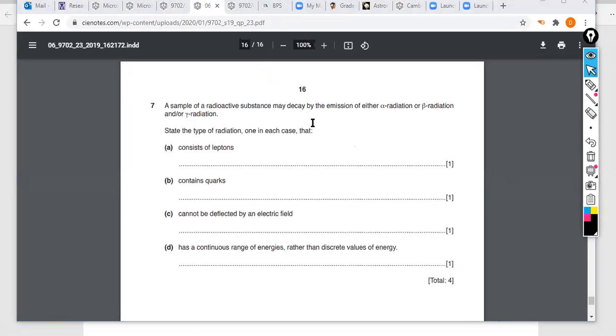It says a sample of radioactive substance may decay by emission of either alpha, beta, or gamma radiation. State the type of radiation, one in each case, that. So there's only going to be one. The answer is either going to be alpha, beta, or gamma, okay, for each of these. We want one, the first one, A, the one that consists of leptons.